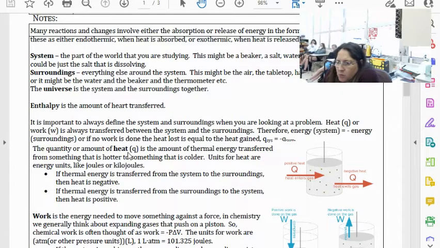Okay, so when we're talking about these, we need to make sure that we understand some of the terms. We can have either heat absorbed, which is called an endothermic reaction. It's entering into the system. Or we can have heat released, which is exothermic. It's exiting the system.